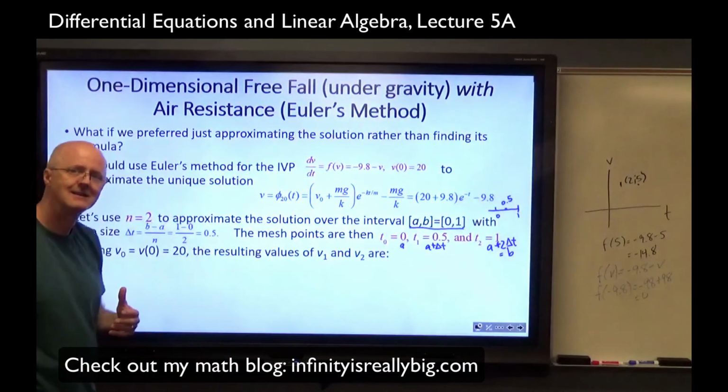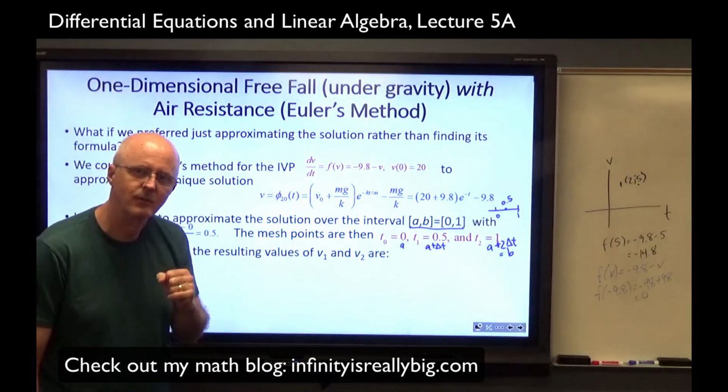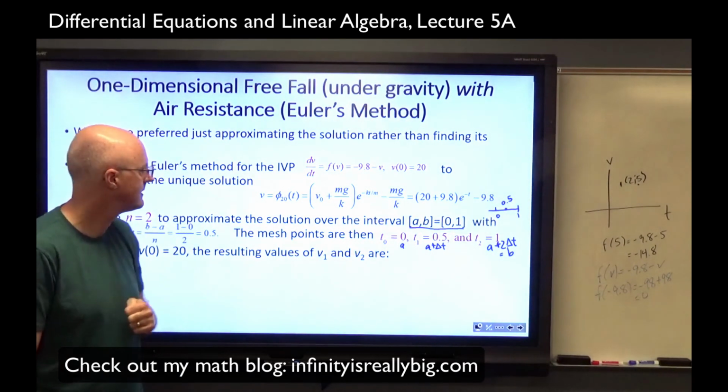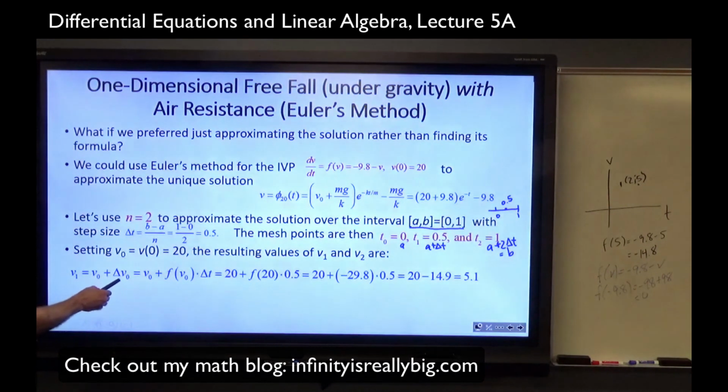I need the difference equation for Euler's method. Euler's method is a difference equation. We've talked about difference equations too. V1 is the starting value of V, V0, plus the change in V. The 0 here is not meant to say that this is a constant, so to speak. It's meant to say, in a sense, that's the starting change in V.